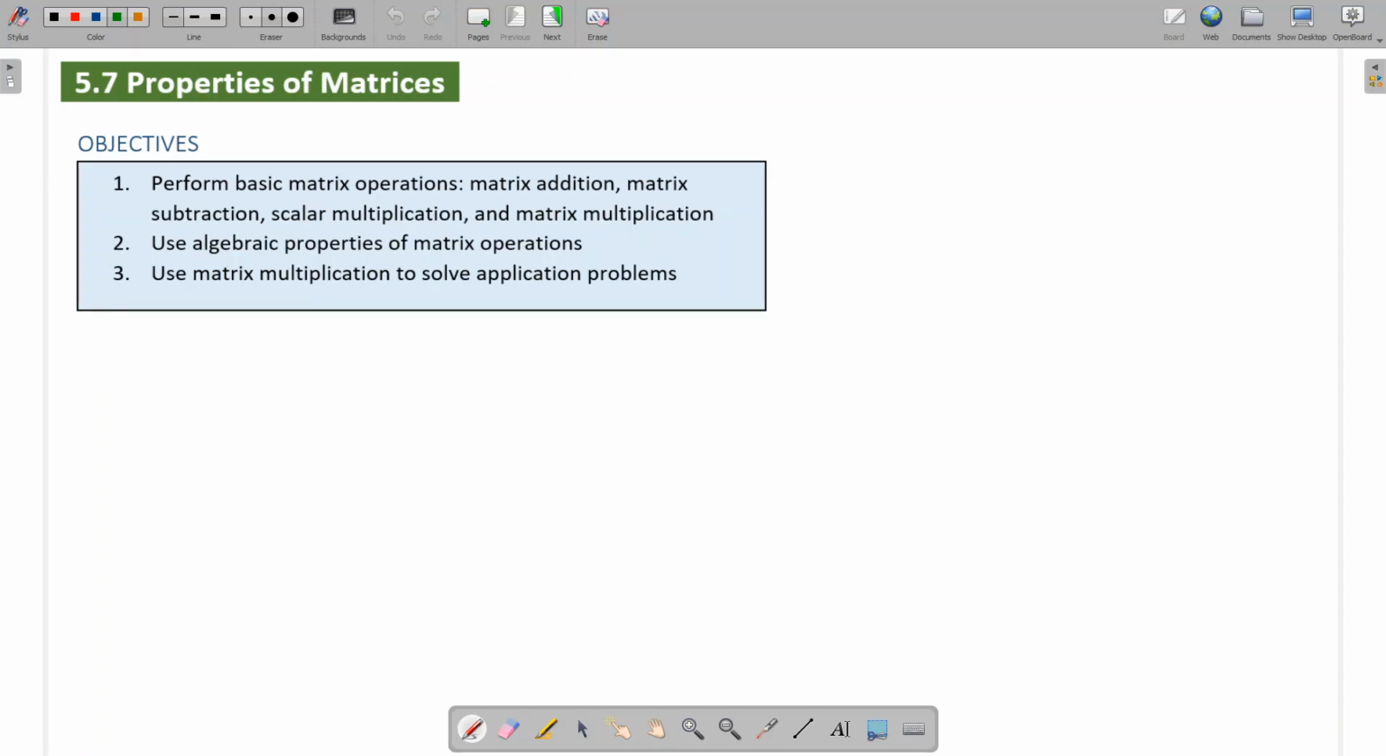This video will be covering section 5.7, Properties of Matrices. We have three objectives. We will start by performing basic matrix operations, which will include matrix addition, matrix subtraction, scalar multiplication, and finally matrix multiplication. We will then apply algebraic properties to those matrix operations, and then the final one we will apply matrix multiplication to solve application problems.